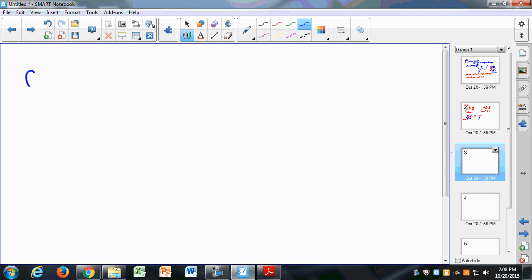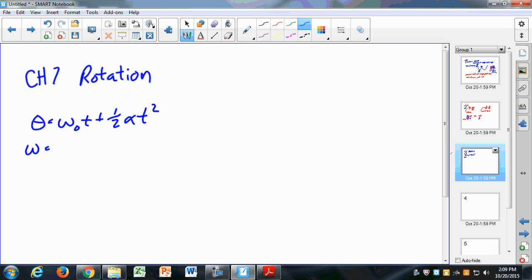Chapter 7 is on rotation. You'll have one or two kinematics problems where you're using these equations. Theta equals omega naught t plus 1/2 alpha t squared. Omega equals omega naught plus alpha t. You need to be able to read the problem and figure out what is omega, what is alpha, what is t, what is theta, and be able to solve for whatever it is that you're looking for.